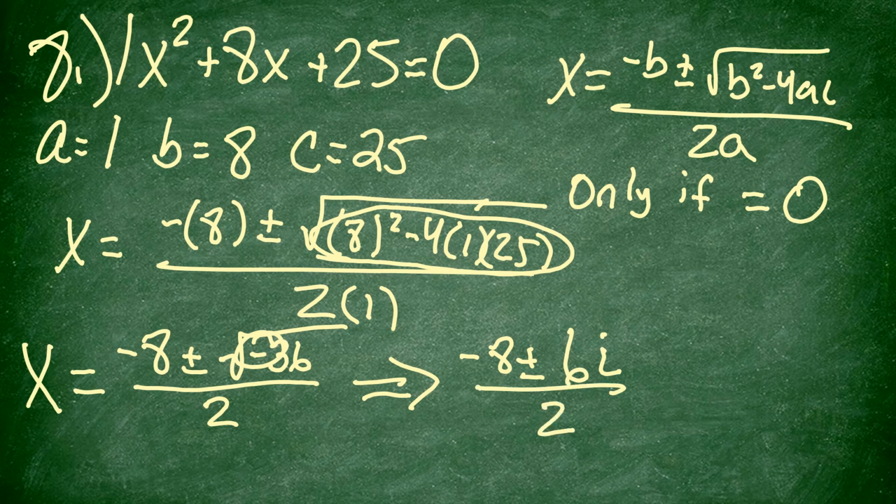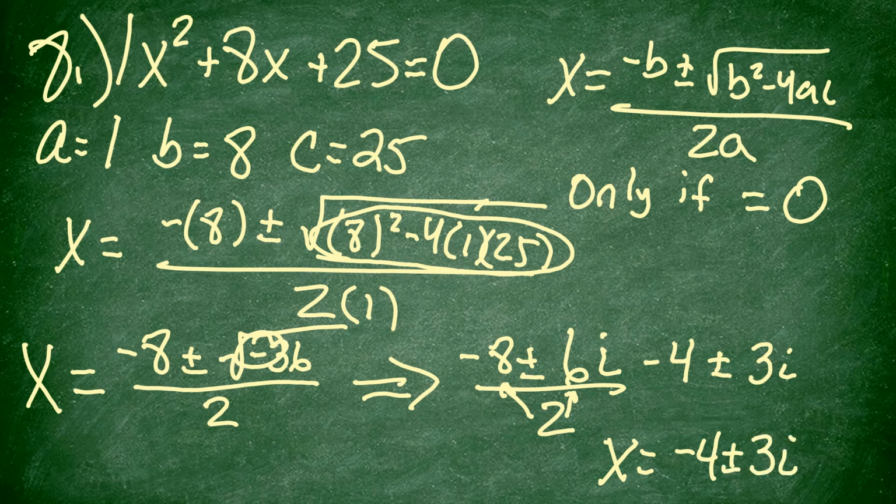And now I notice that the 2 can go into the 6 and into the negative 8. If it can be divided into both, you can, in fact, divide it. The reason it has to go into both is because that's a plus or minus there. So I divide negative 8 by 2, and I get negative 4. 6i divided by 2 is just 3i, so it's negative 4 plus or minus 3i. So your final answer is x is equal to negative 4 plus or minus 3i.